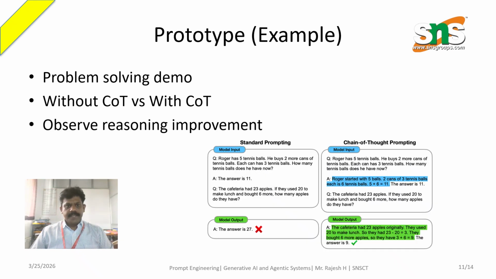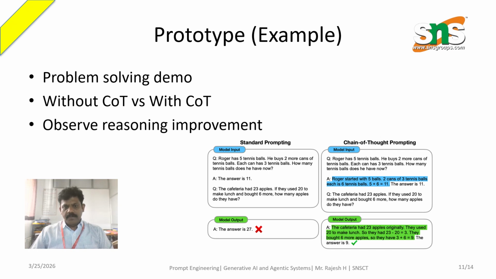So let's take the prototype example of solving one particular problem. Roger has 5 tennis balls and he buys two more cans of tennis balls. Each can has 3 tennis balls. How many tennis balls does he have now? So there's the question. In the first standard prompting, the answer is 11. In another case the answer is more detailed: Roger started with 5 balls, so the answer is 11, with a clear statement. So when you give a model input, you will get the model output. One model answer I've given, with the 11 touch.